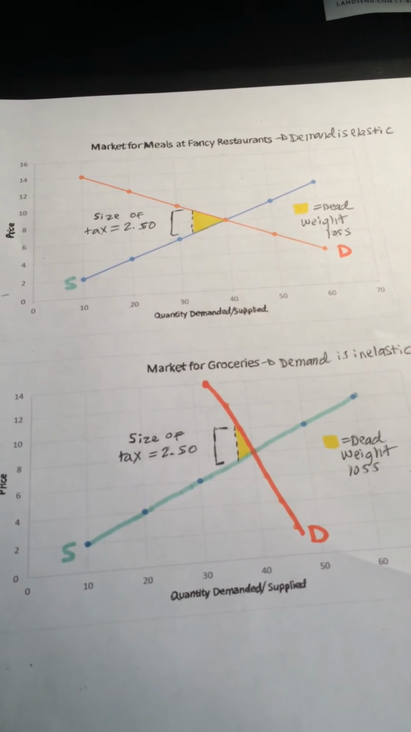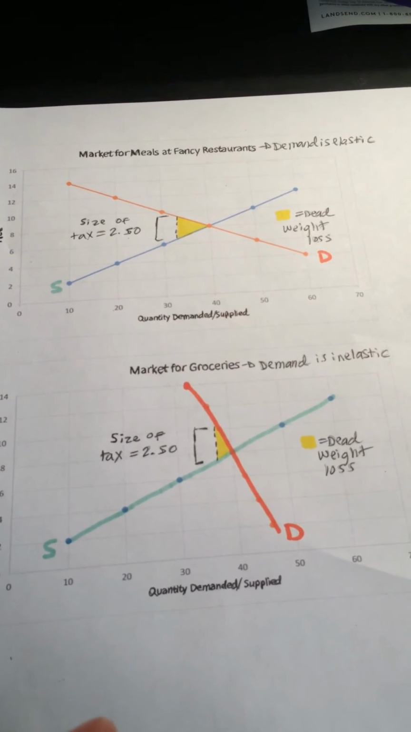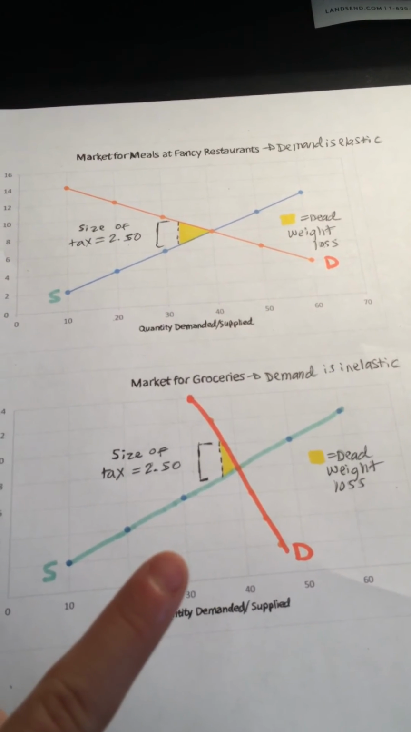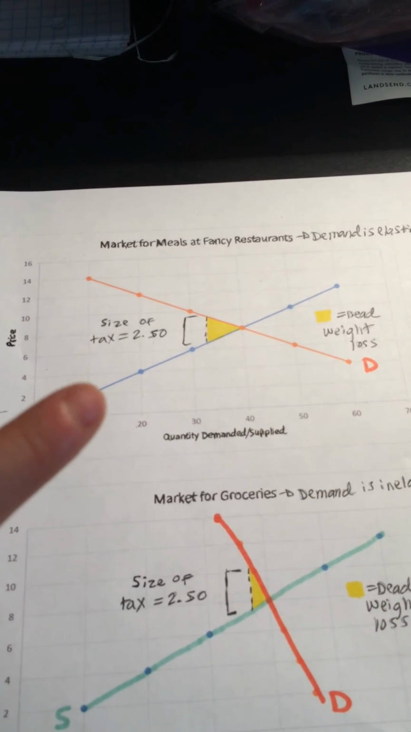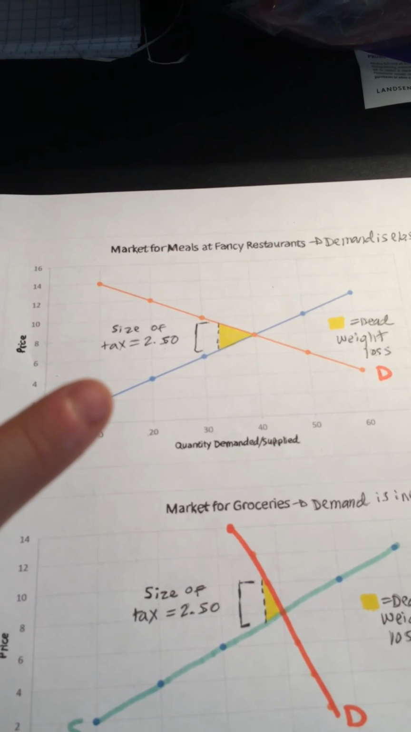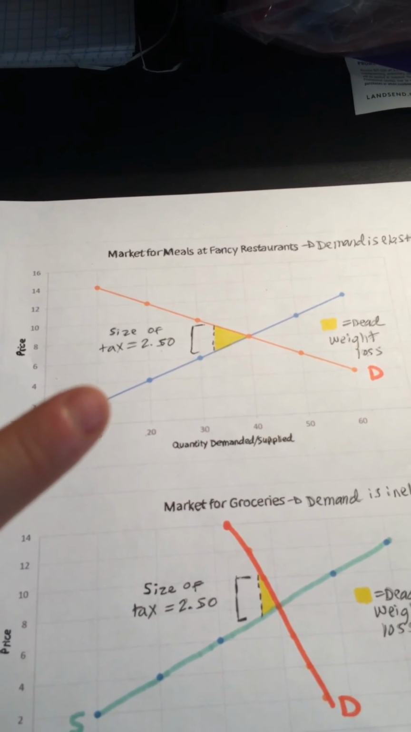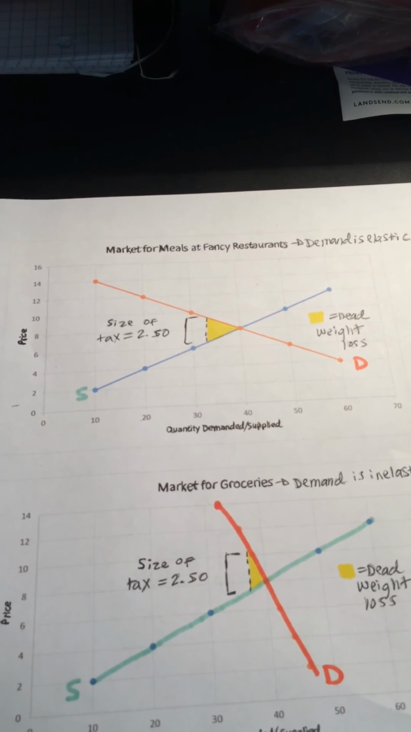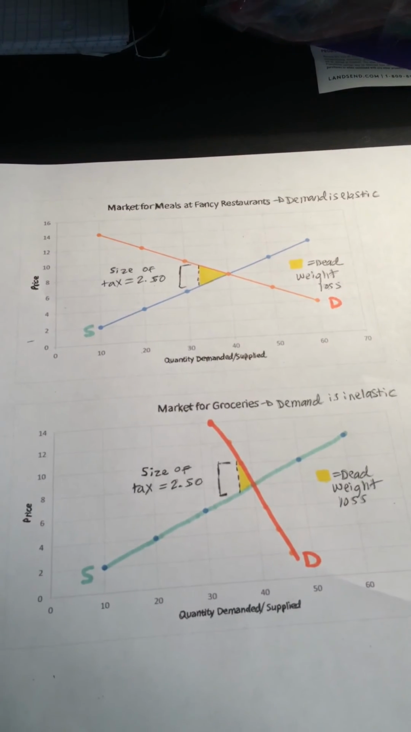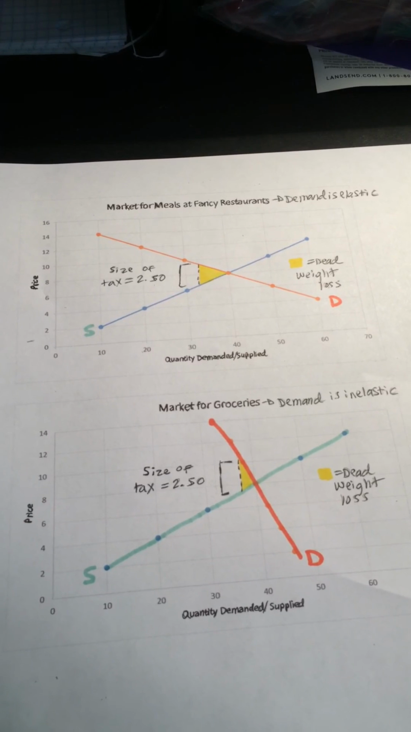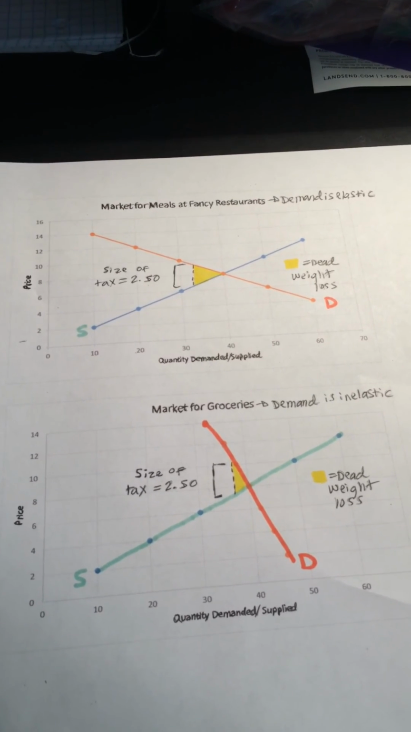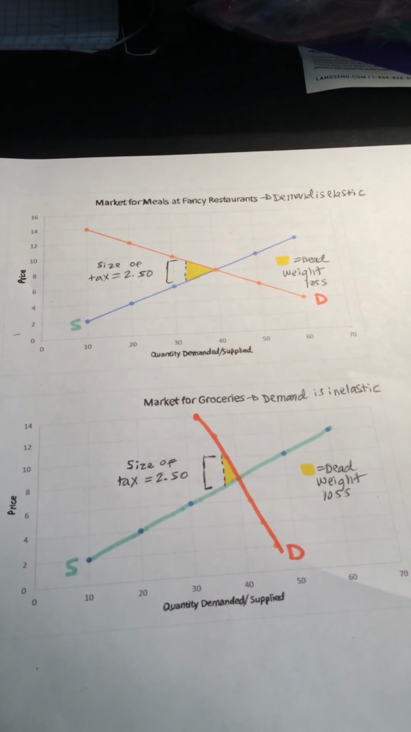So our tax only reduces the quantity demanded in the market for groceries by a little bit, whereas in the market for fancy restaurants, our tax decreases the quantity demanded by a little bit more. So the government should impose a tax on the market for groceries because the demand is more inelastic and there is less of a deadweight loss.